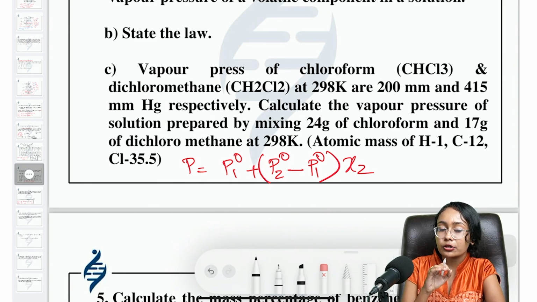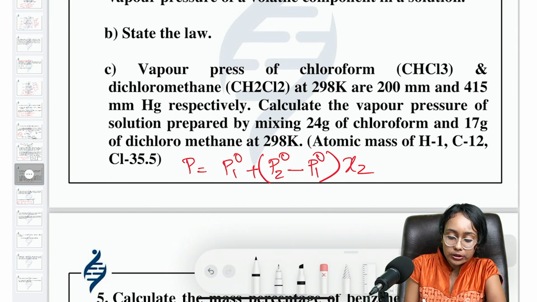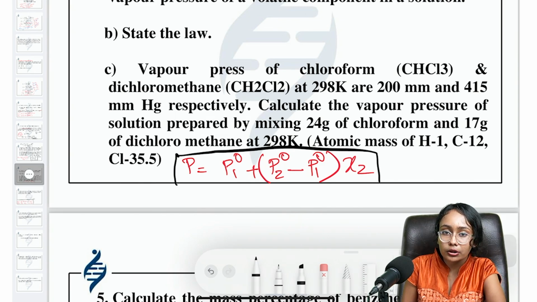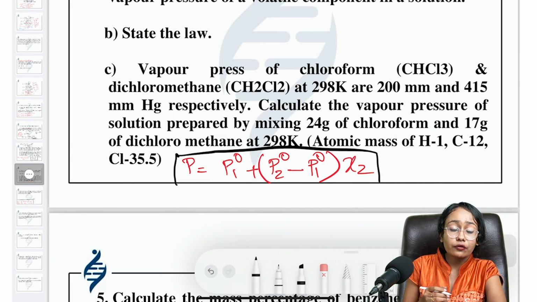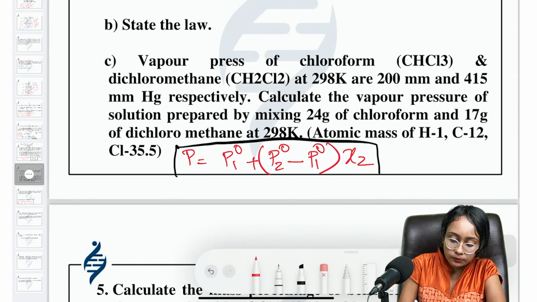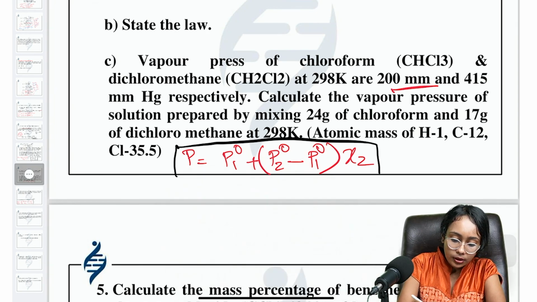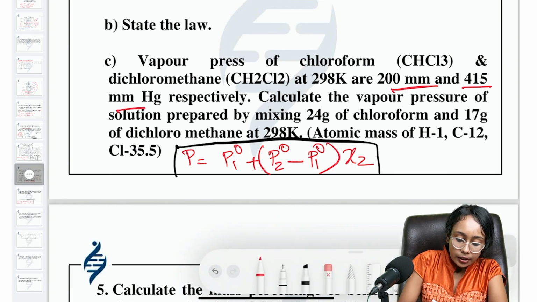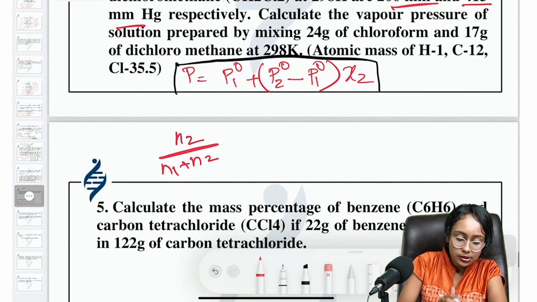You know the equation for vapor pressure of solution, that is P equal to P1 naught plus (P2 naught minus P1 naught) into Chi2. This equation is derived from what? From Raoult's law. So here P1 naught is given, that is 200 mm. P2 naught is given, 415 mm. You just have to find Chi2. Chi2 means what? Chi2 is N2 by N1 plus N2.